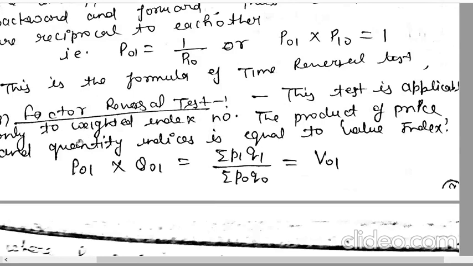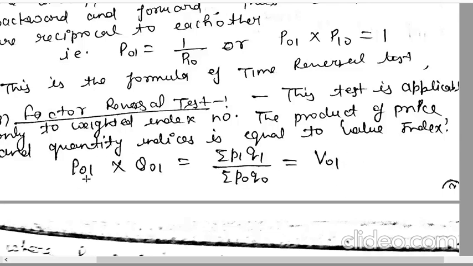Third one, very important, factor reversal test. Right? So factor reversal test means this test is applicable only to weighted index number. Right? Only to weighted index number. The product of price and quantity indices is equal to value index. So this is your factor reversal test. This is very important because this formula can contain an 8 marks question. So we will see the formula: P01 into Q01 is equal to summation P1 Q1 upon summation P naught Q naught, right, is equal to value index number.